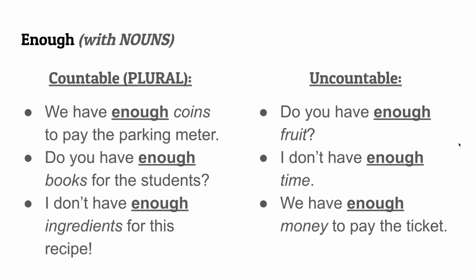All right, thank you. So if you notice, when I use countable words, we can use enough, but remember, we have to use them in the plural. So again, enough coins, enough books, enough ingredients. All of those have to be used in the plural. So we can't say, for example, enough coin. No, because coin is something we count. So in this case, we use enough with countable words. Okay. Now let's look on the right side.